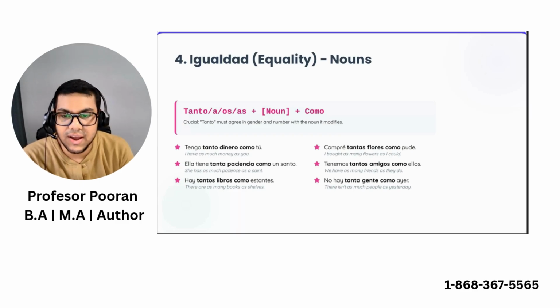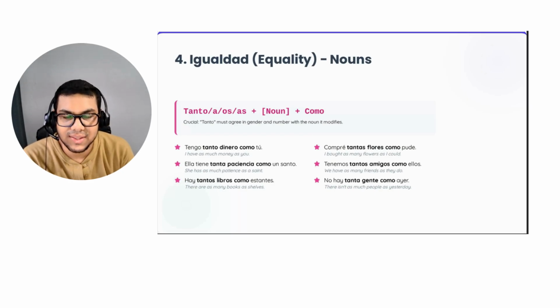And now you're seeing hay tantos libros como estantes. There are as many books as shelves. So tantos agrees with libros. Compré tantas flores como pude. I bought as many flowers as I could. Again, tantas flores. Tenemos tantos amigos como ellos. We have as many friends as they do, right? Tantos amigos. Y no hay tanta gente como ayer. There isn't as much people as yesterday. So again, tanta with gente.